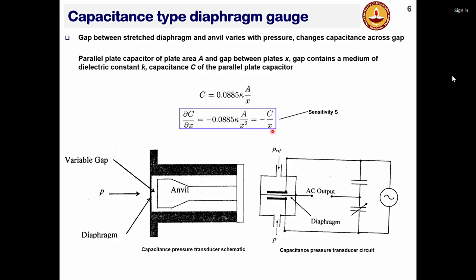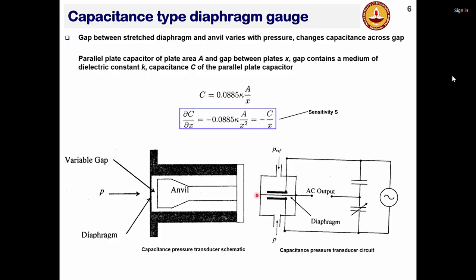But if you know the capacitance, then you can predict the displacement. And if you can predict the displacement, you can predict the pressure. So how do you measure the change in the capacitance when there is a change in the distance? That is done by this capacitance pressure transducer circuit.